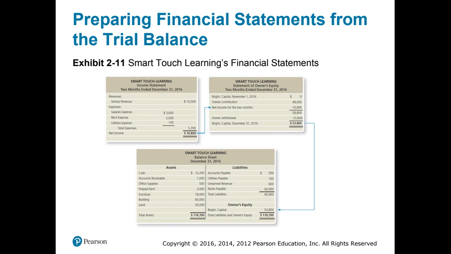Left and right have to equal. Assets have to equal liabilities plus equity. So once we total up all of our asset accounts and we total up all of our liability and equity accounts, these have to equal. And if they don't equal, then you know you need to go look at something, right?